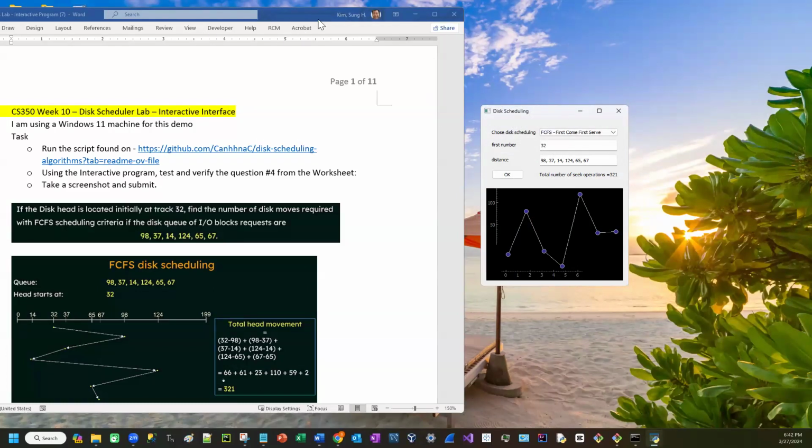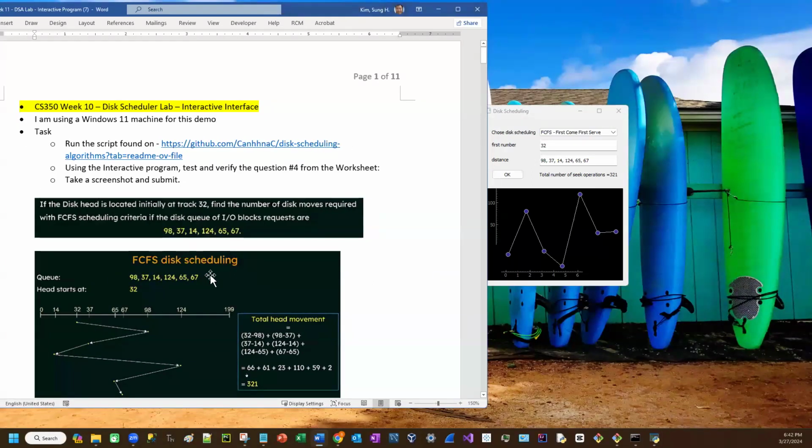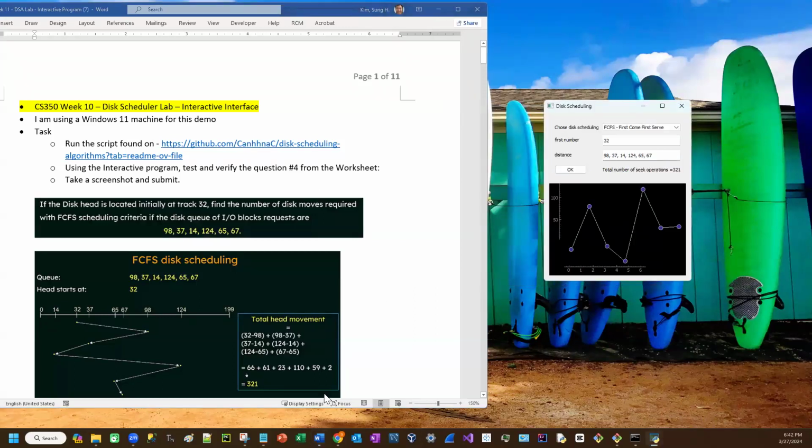So we used two different programs to run disk scheduling, one by Python and one by command prompt or Git Bash or whatever. And this one does give you a lot more options in terms of scheduling. So it may be worth your time to try to get that done. Okay. Any questions about what I just did for the lab?